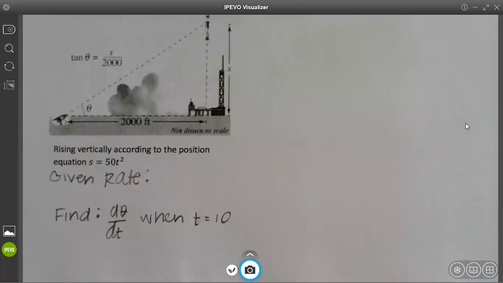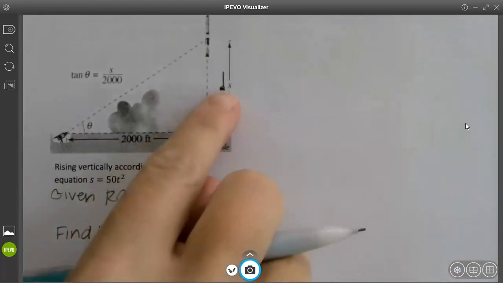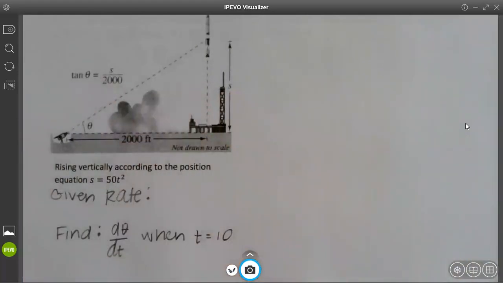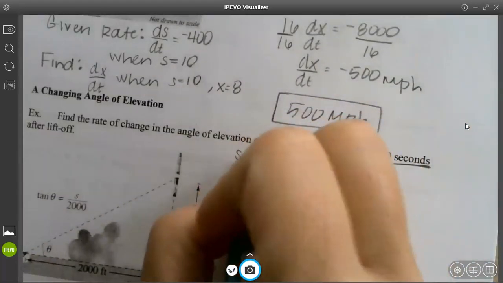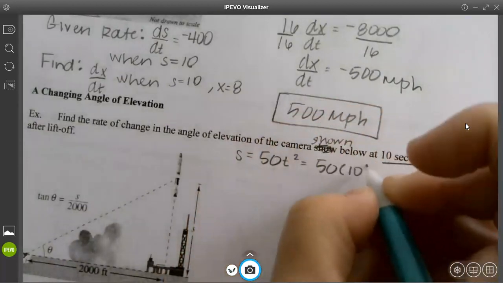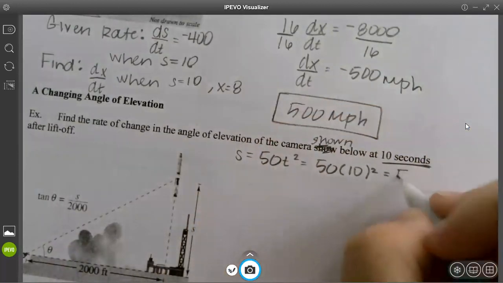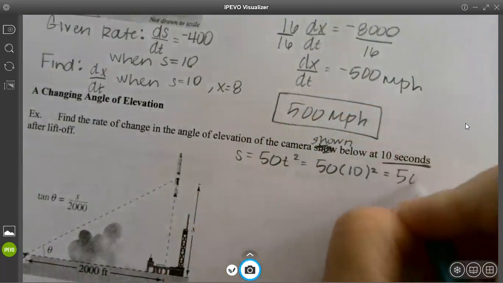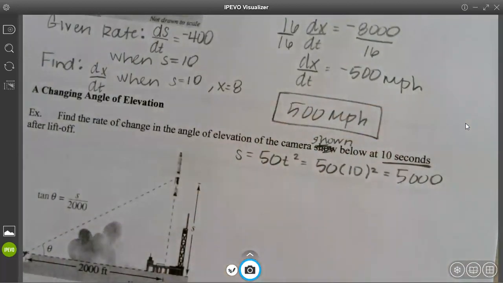All right. Can we figure out what S is? Think about everything they gave you, and it's up here on the screen. Yeah, here. It tells us S equals 50t squared. Is everybody good? So I'm going to start with that. That gives us 5,000. And I'm going to write that down there with the find part.